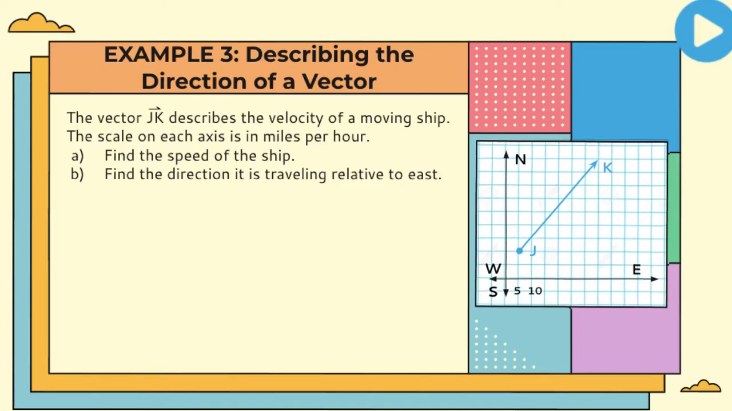Example 3, describing the direction of a vector. The vector JK describes the velocity of a moving ship. The scale on each axis is in miles per hour. A, find the speed of the ship. B, find the direction it is traveling relative to east.